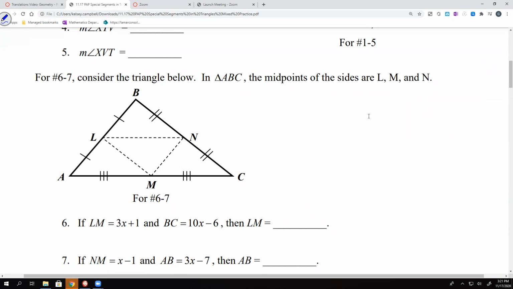Okay, y'all, look at these segments here. Look at the segments in the middle. We're interested in LM and then BC, right? Do y'all remember what LM would be called? Median.